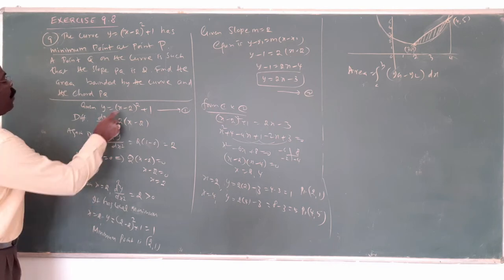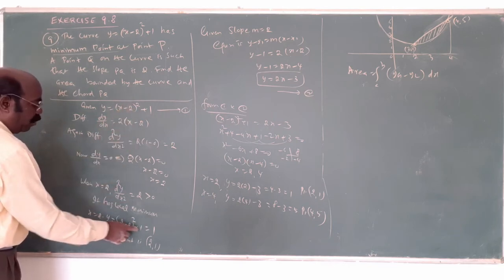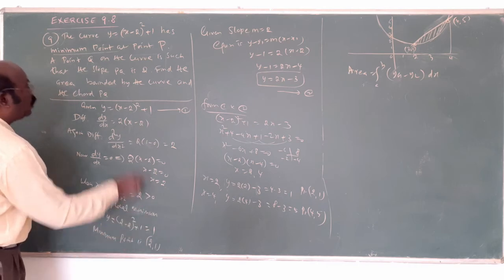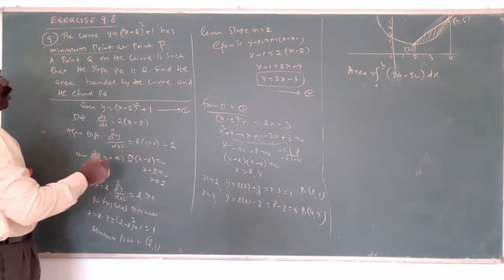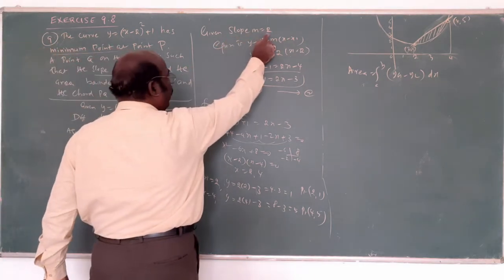Substitute the x value in the given function. y equal to (2 minus 2) whole square plus 1, that is 0 plus 1. So x value is 2, y value is 1. The minimum point is (2, 1). The point is found. From the point, the slope is already known. The given slope is m equal to 2.